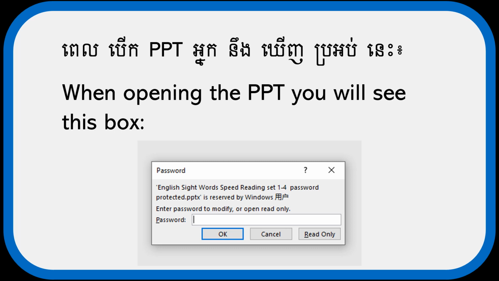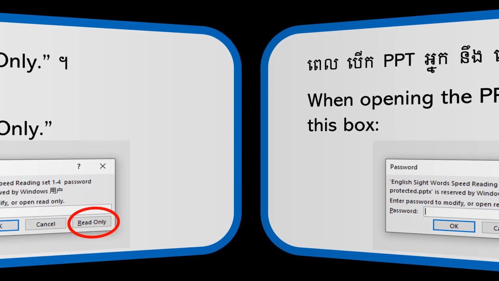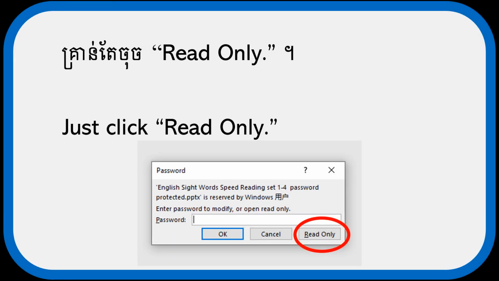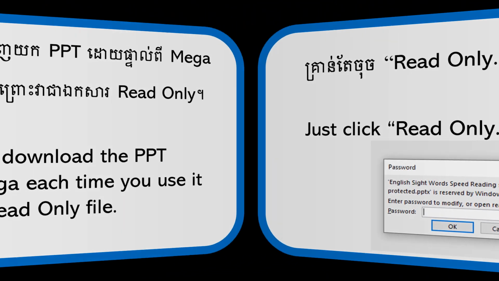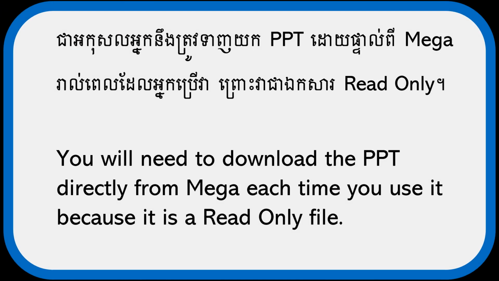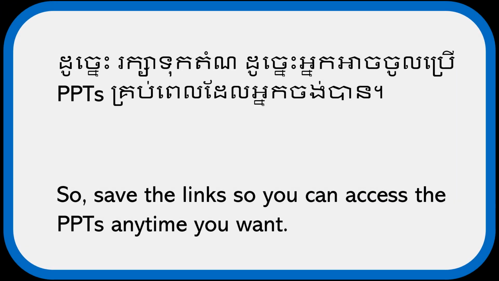When opening the PPT, you will see this box. Just click Read Only. You will need to download the PPT directly from Mega each time you use it because it's a read-only file. So, save the links so you can access the PPTs anytime you want.